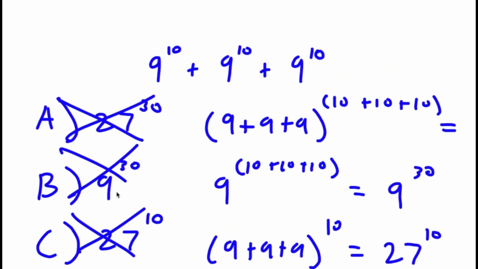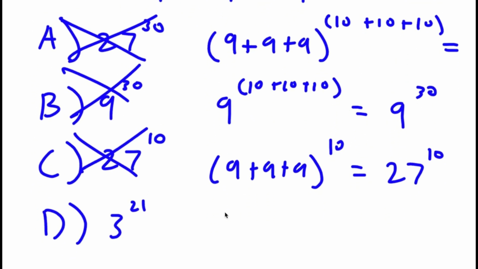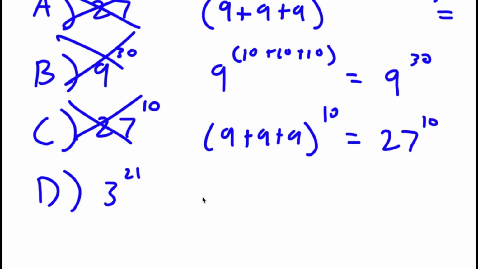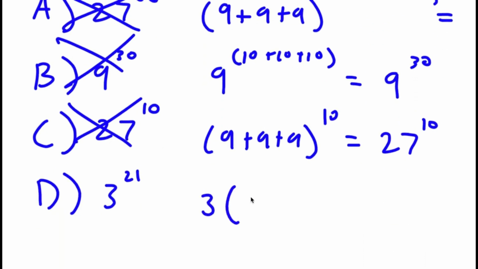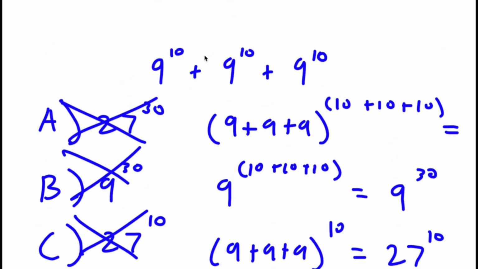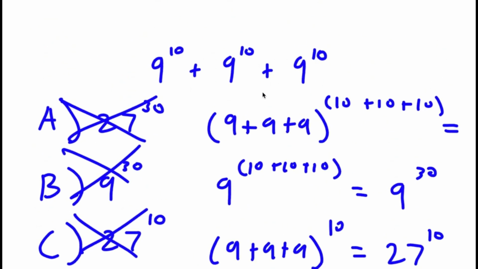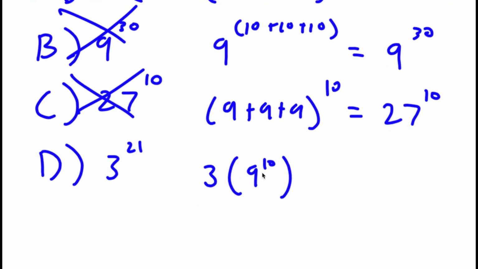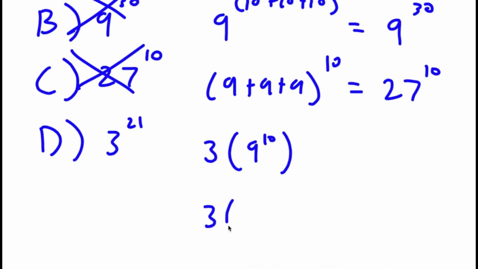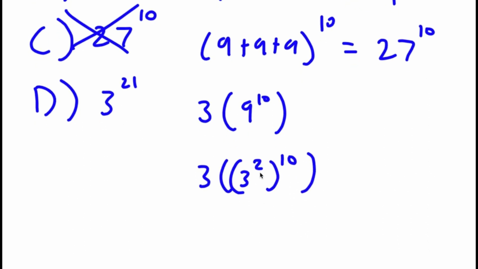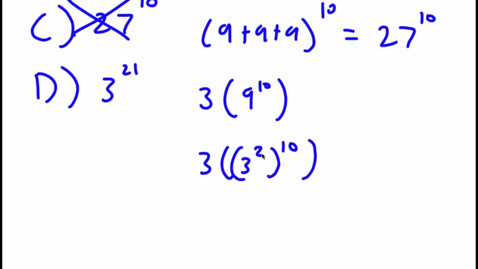And to get this, the first thing you do is you can write this as 3 times 9 to the power of 10, because 9 to the power of 10 plus itself 3 times. Now 9 to the power of 10, that's the same thing as 3 to the power of 2 to the power of 10, because 9 is the same thing as 3 to the power of 2.